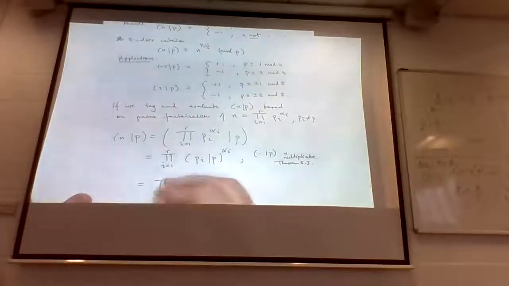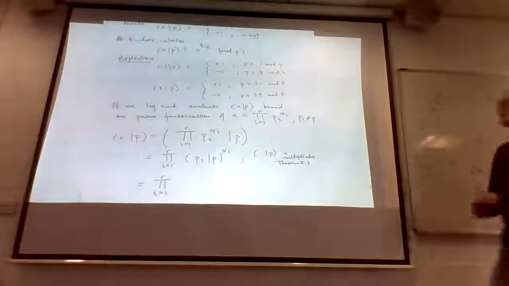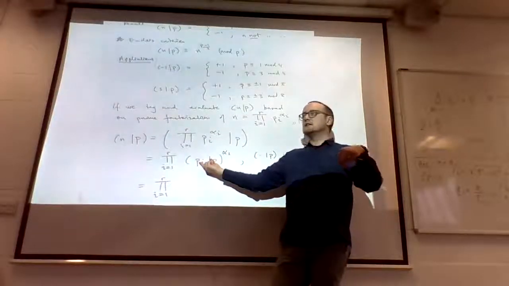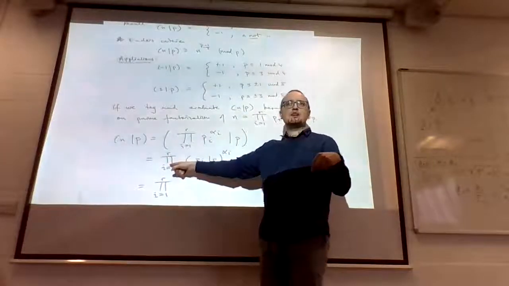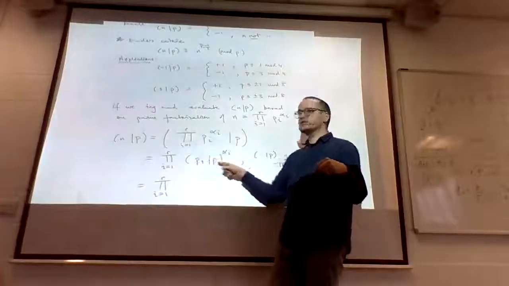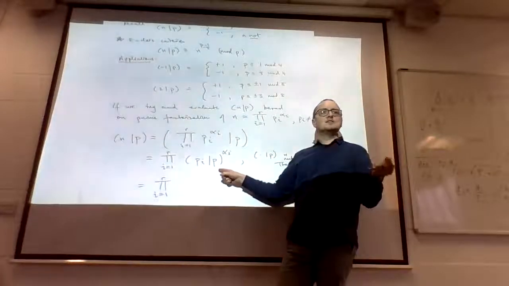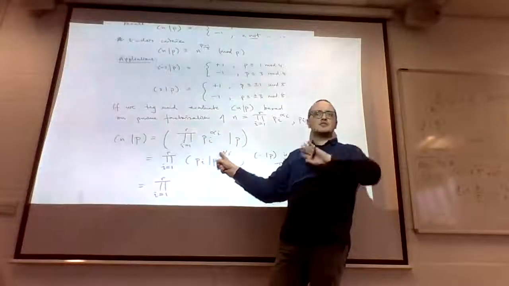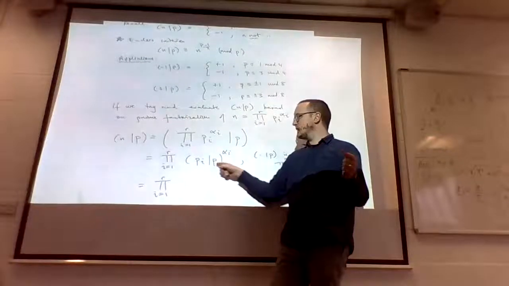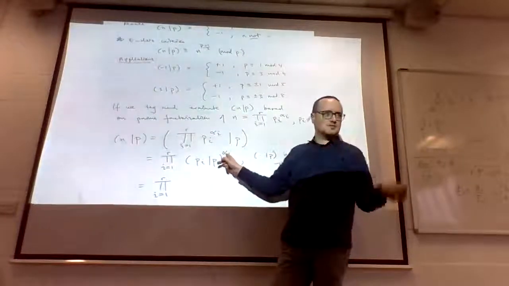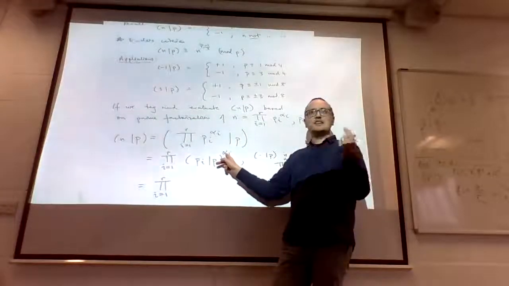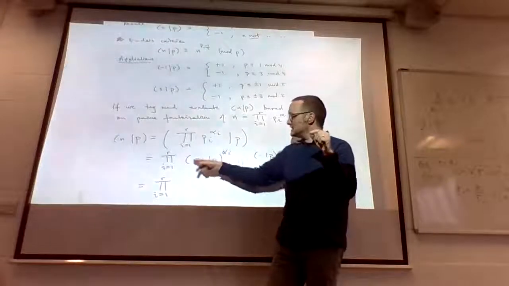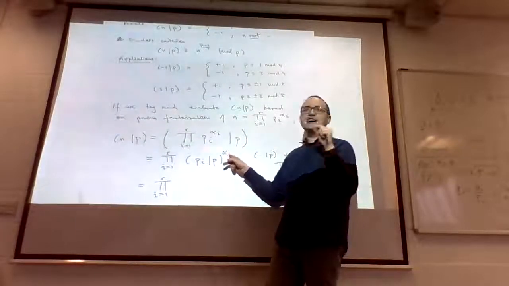Then you remember that these individual Legendre symbols here are either plus or minus 1. So what you've got here is just a big product of powers of plus or minus 1. Anytime there's an even power, we can just ignore the value, because plus or minus 1 raised to an even power always gives you plus 1. So the only thing you need to record is this product when the alpha i is odd.